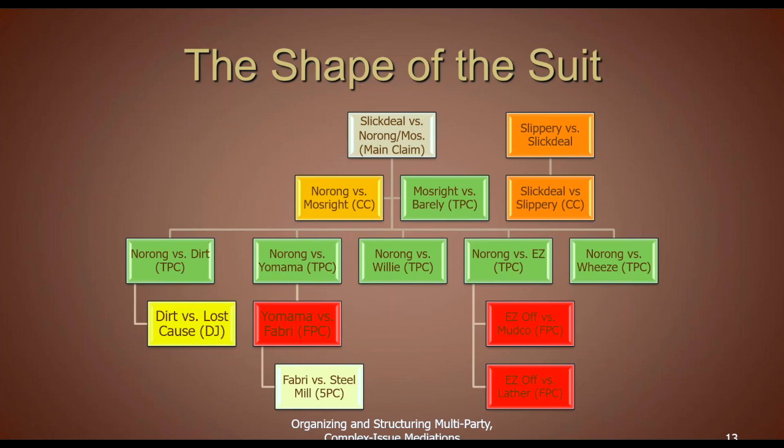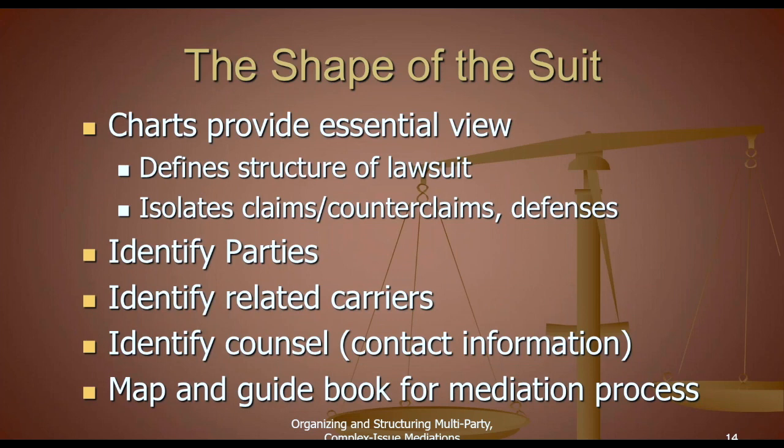I typically use legal sheets taped together in a horizontal format, and just like a family tree, you block out the cases and the claims and so forth that have gone back and forth. These charts give you kind of an essential view of the structure of the lawsuit. And on the charts, I go ahead and put an identification of the parties, as well as their related carriers, the lawyers, and their contact information. And it's a good guidebook for the mediation process.